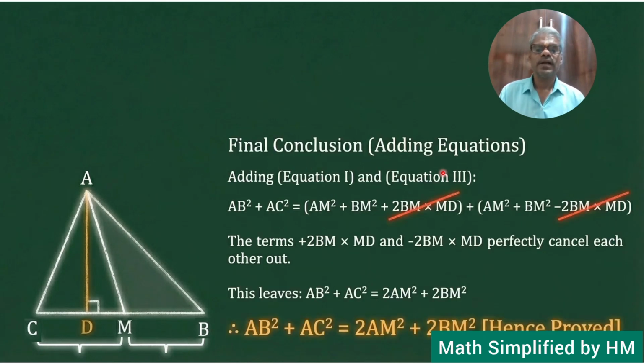Final conclusion, adding the equations. Adding equation 1 and equation 3, we get AB² + AC² = AM² + BM² + 2BM·MD + AM² + BM² − 2BM·MD. The terms +2BM·MD and −2BM·MD perfectly cancel each other and leave AB² + AC² = 2AM² + 2BM². Therefore, AB² + AC² = 2AM² + 2BM², proved.